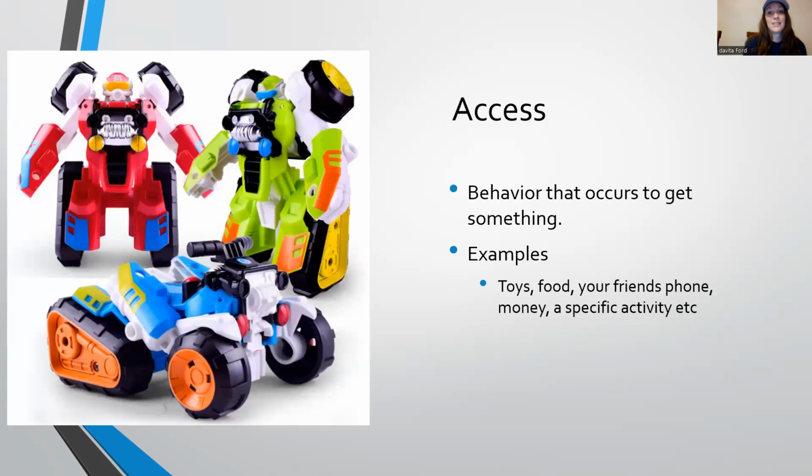Now moving on to access. Access is a behavior that occurs in order to get something. Now this could include examples like toys. It could be your food, maybe your friend's phone, money, any kind of a specific activity.